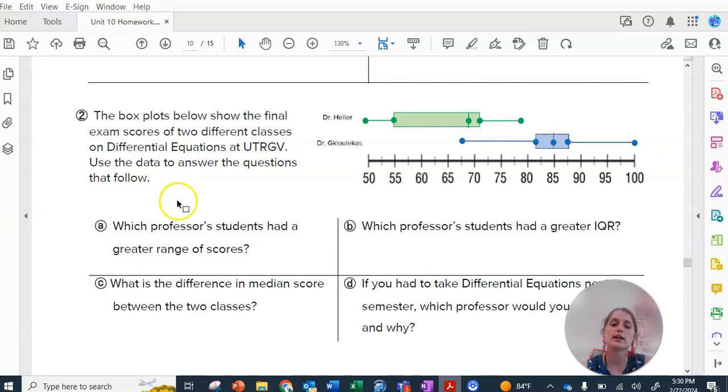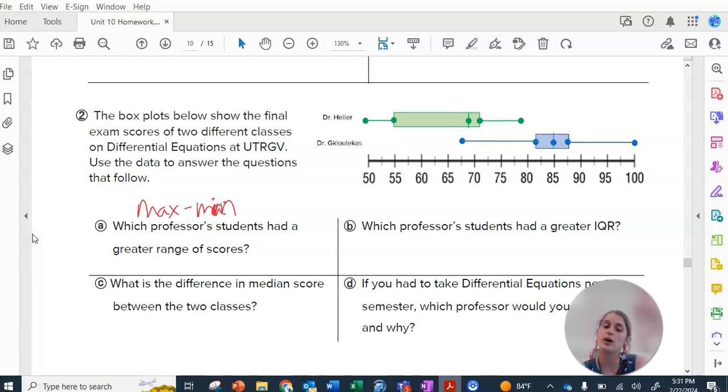Which professor's students had a greater range of scores? You need to calculate the range before you can tell me that. You need to include numbers in your reasoning for why you pick that person. Remember that range is maximum minus minimum, and you have to do it for both doctors before you can tell me that one of them has a bigger range than the other.